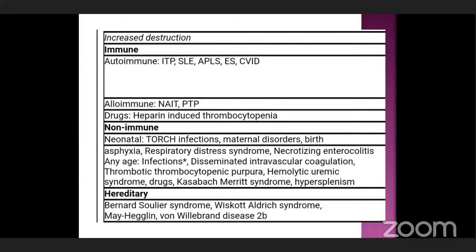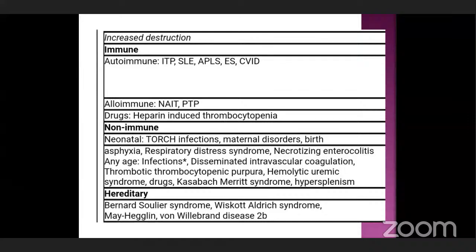Then thrombotic thrombocytopenic purpura. Then hemolytic uremic syndrome. Both are the same spectrum, hemolytic uremic syndrome and TTP, thrombotic thrombocytopenic purpura. Then Kasabach-Merritt syndrome. So what is Kasabach-Merritt syndrome, anyone? Hemangioma with thrombocytopenia. Okay, who said that? What's your name? I'm Lakshmi. Okay, very good.